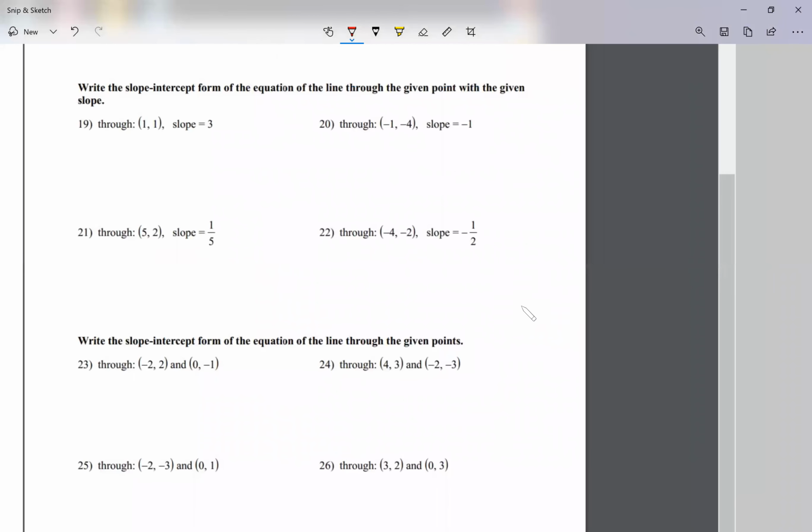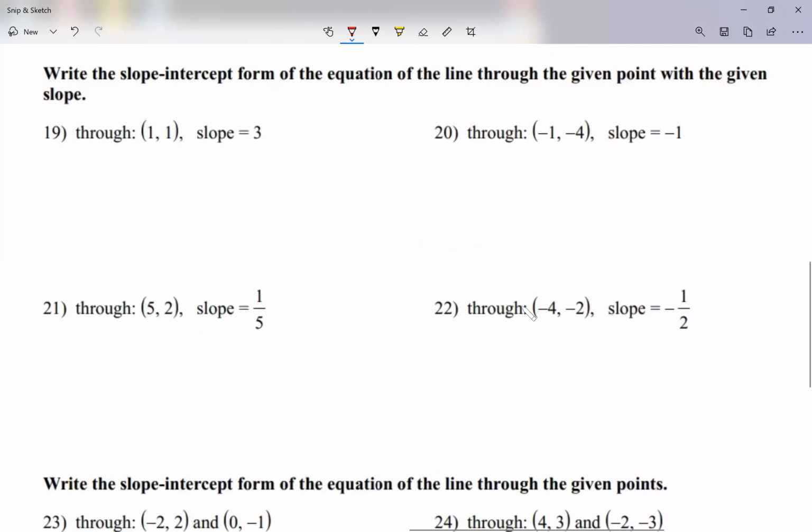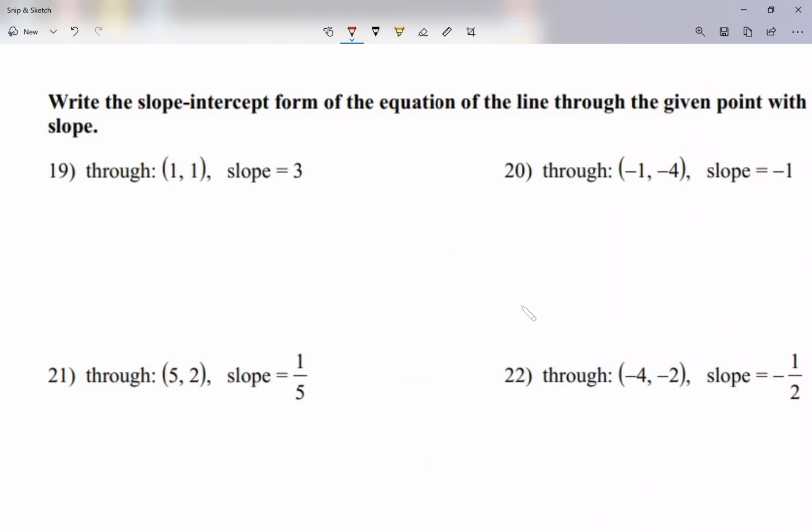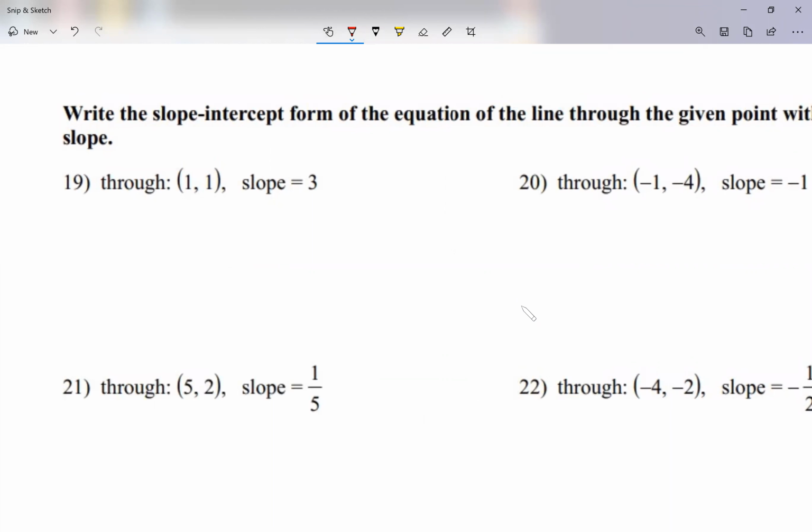So write the slope-intercept form of the equation of a line through the given point with the given slope. All right. So this is what we're going to do. Here's the point. Let me call this x1 and y1, which is the x of the first point, y of the first point. There's only one point given. In my slope, let me use the letter m, because on the graph it tells us how to move.